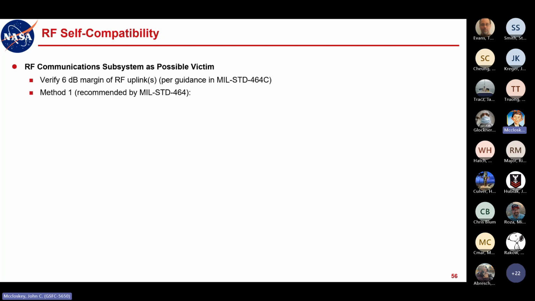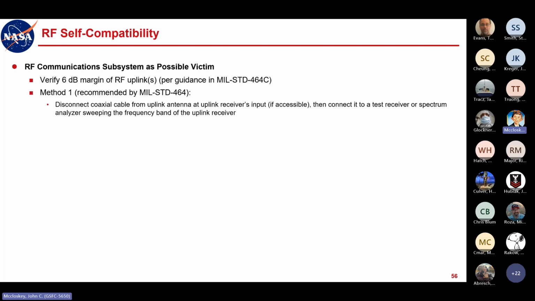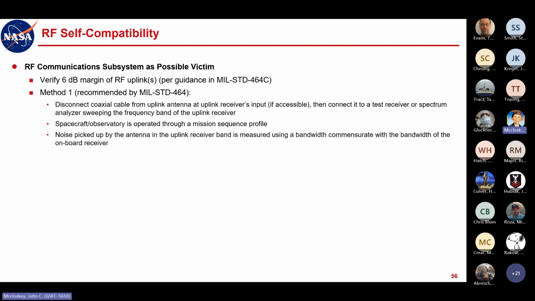But method 1 that is recommended by MIL standard 464 is that you disconnect the coaxial cable from the uplink antenna at the uplink receiver's input, if accessible, and then connect it to a test receiver or spectrum analyzer sweeping the frequency band of the uplink receiver. Now, we don't generally do that on Goddard missions. I don't believe I've ever seen it done, but I think it's more commonly done on maybe some DoD missions. And then you put the spacecraft through a mission sequence profile, and then you directly measure what the antenna sees. So you can just look directly at what the antenna is seeing and make some assessment.